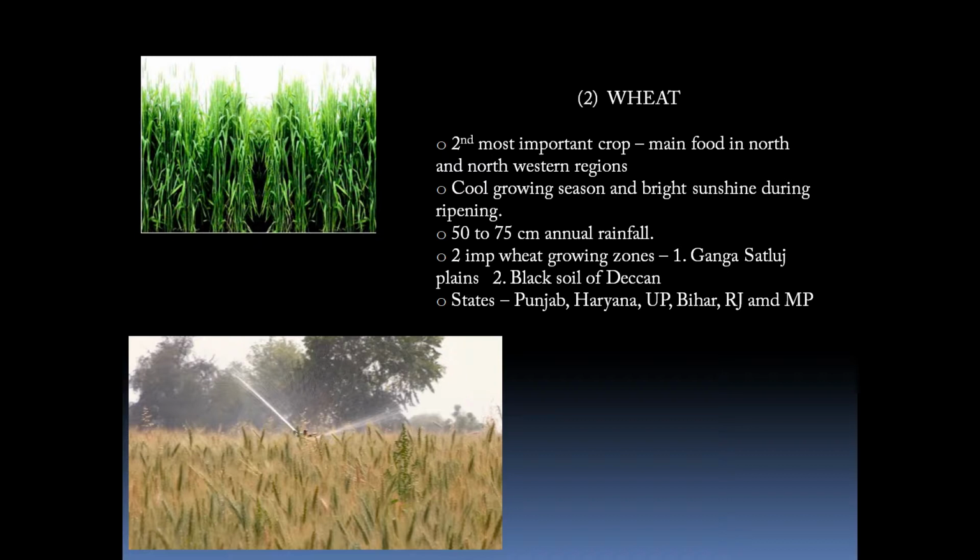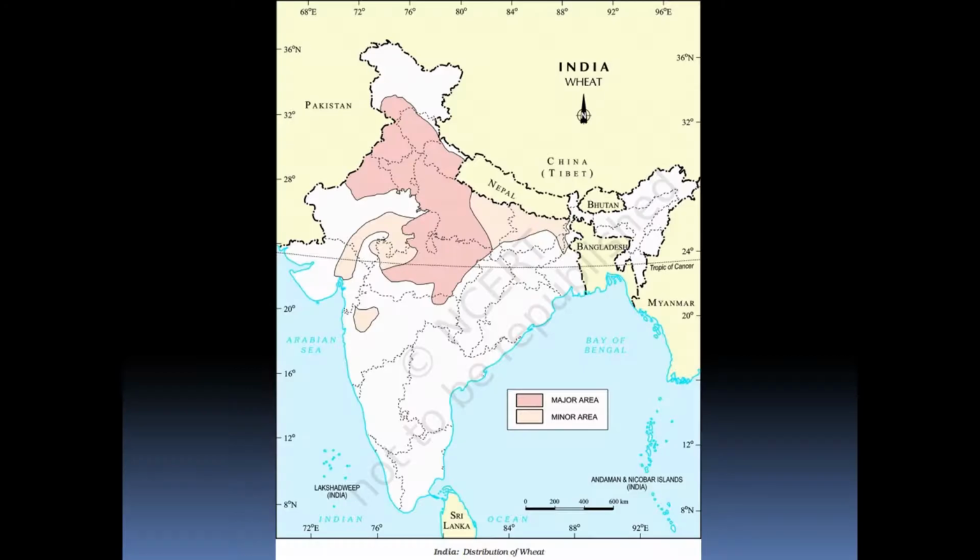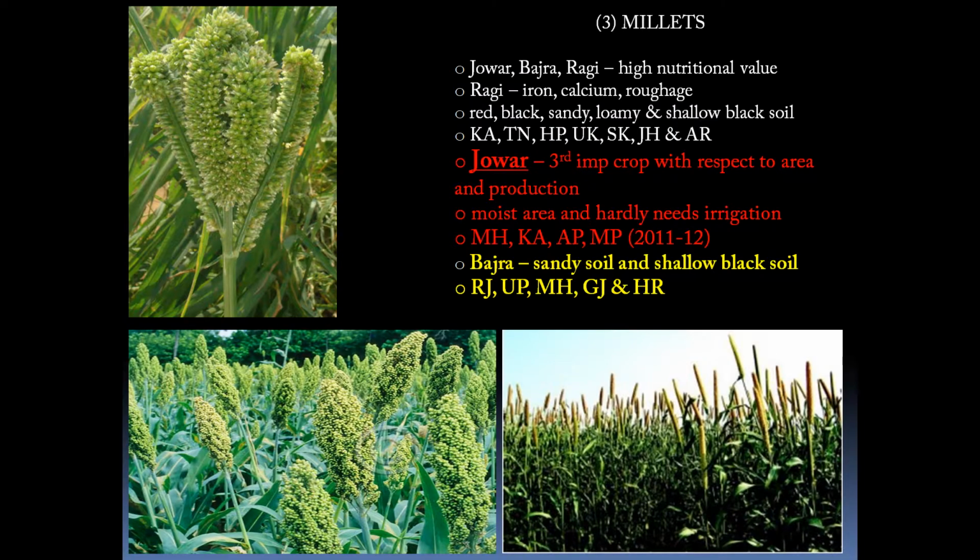Again here you can see major area and minor area. So here you can see in northern India, maximum states are cultivating wheat. In many movies shot in northern India, in Punjab, Haryana, you might have seen a vast land which is covered by wheat only. Okay, yes. Next, third is millets.